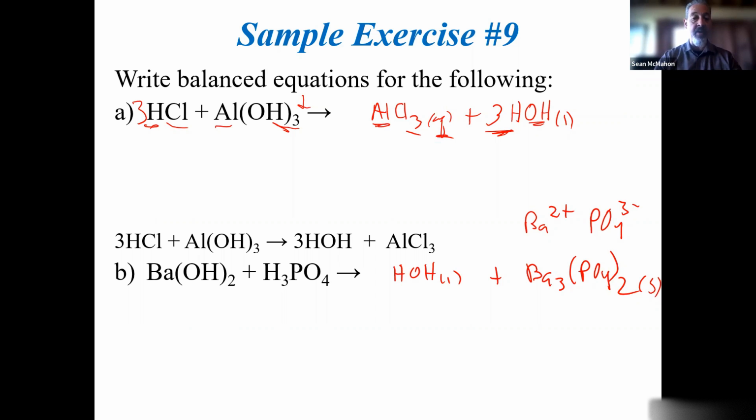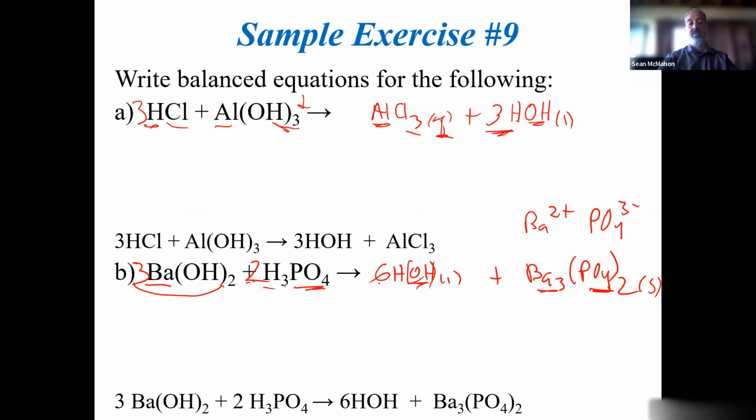But going back to this, now I need to balance it. So I would do the barium first. I have how many barium here on the reactant side? 1. I have 3 here, so I put a 3. Then I would go to the non-metals, which I'll treat as the phosphates. There's 2 phosphates here. There's only 1, so I'd put 2 there. Then I'd probably go to the hydroxides. There's 1, but 3 times 2 is 6. And then that makes sense because I would go to the hydrogens, and 2 times 3 is 6. I'm balanced. That would be my equation.